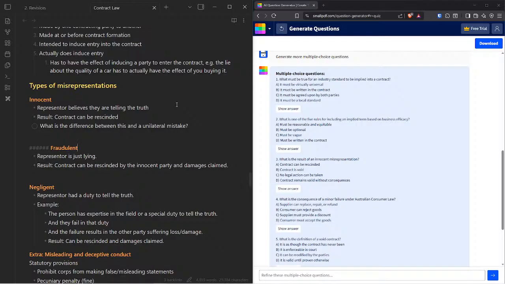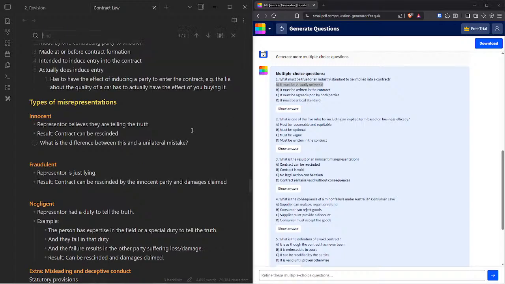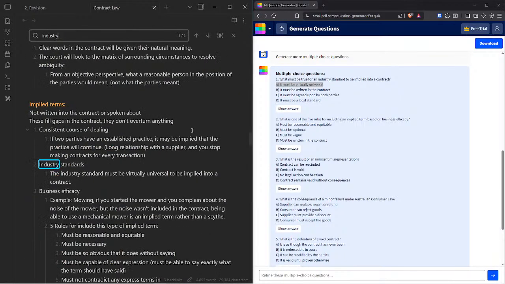What must be true for an industry standard to be applied into a contract? Must be virtually universal because it's implied, not written into the contract. Doesn't have to be agreed. Must be virtually universal within that industry. Industry standard, virtually universal. Yeah.